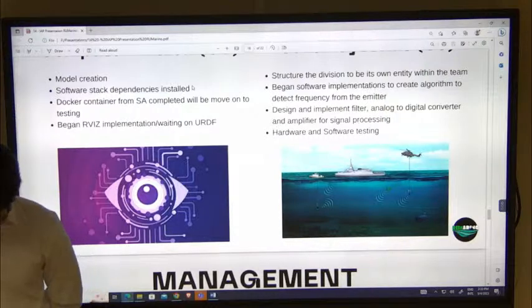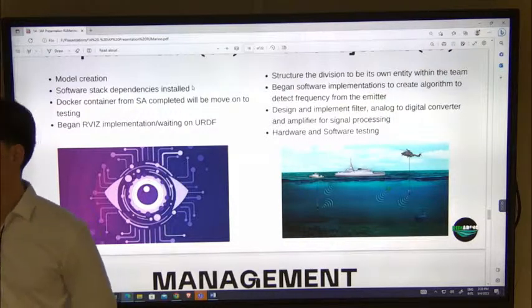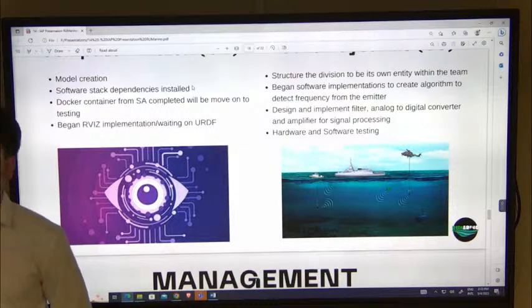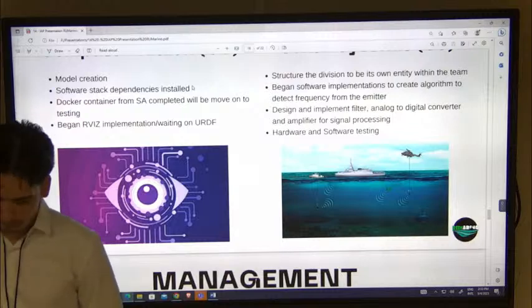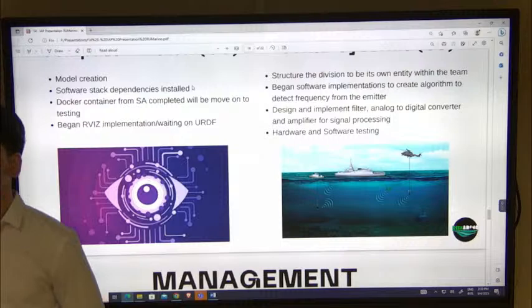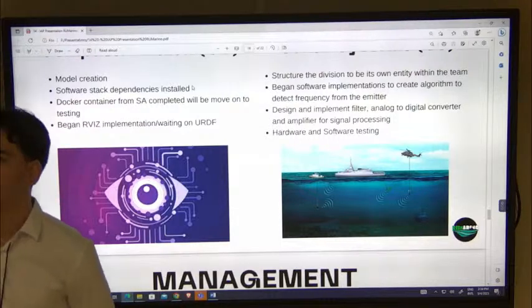Yeah. And our Docker container is fully operational and includes all the dependencies necessary in order to run our computer vision stack. And we've also begun the RViz implementation. And at the moment, Docker is basically done, so now all that remains is for everything to come together.